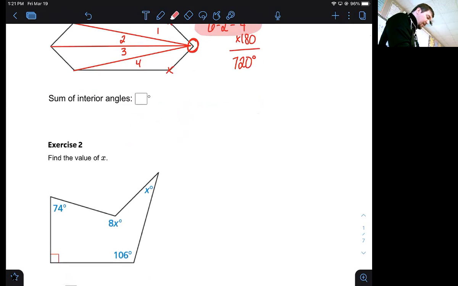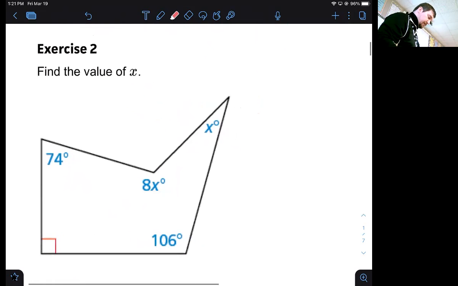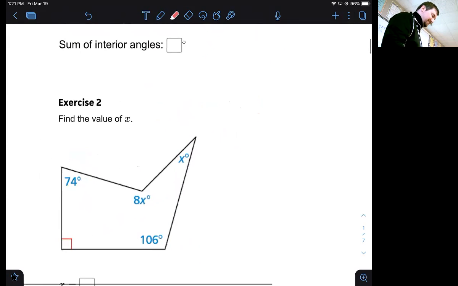So Ashton, what kind of shape is this? What do we call it? A hexagon, so it has 6 sides? No. How many sides does it have? 5. What do we call a 5-sided shape? Pentagon. I said hexagon because I thought it had 6, but it doesn't.